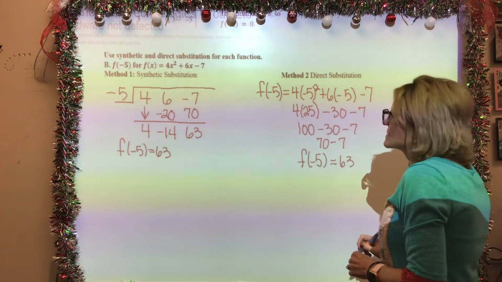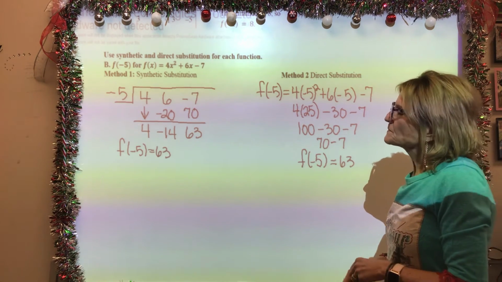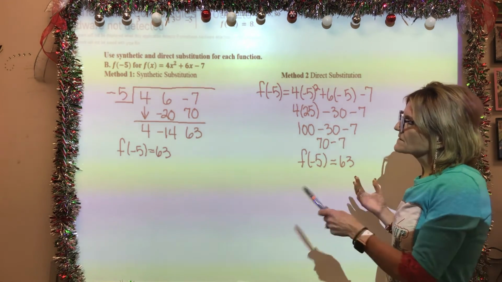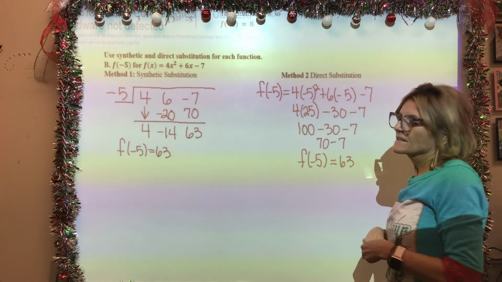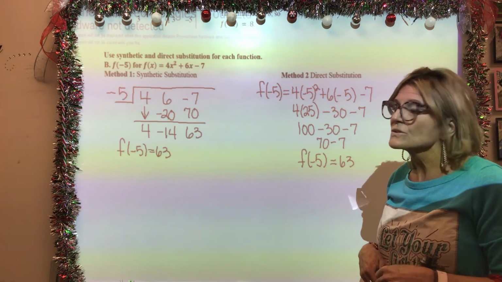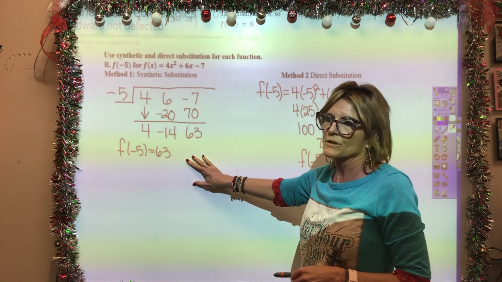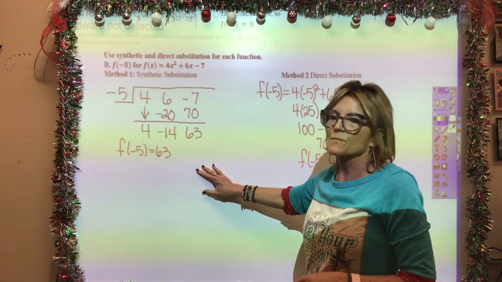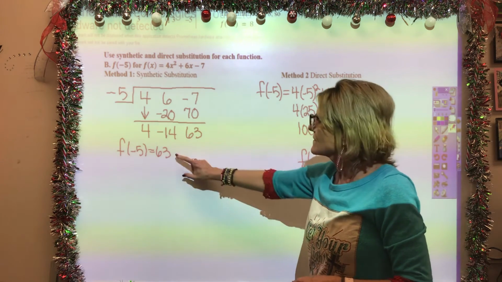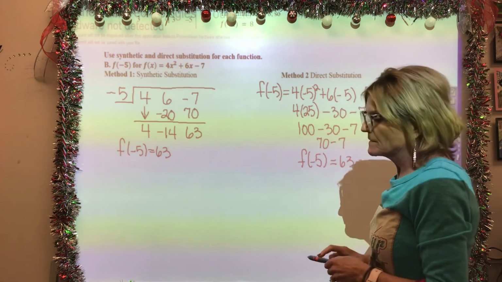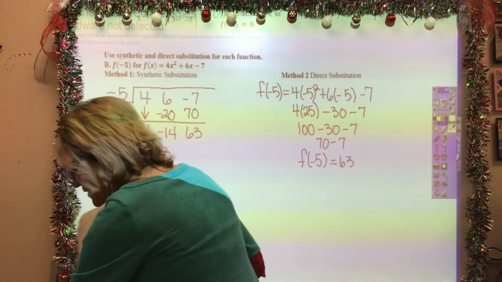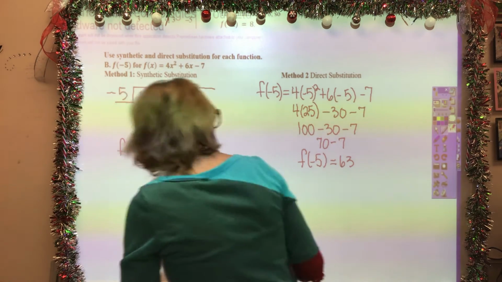So if you're looking for the remainder, you have two methods to find it. Personally, if I had to pick which method I would choose synthetic substitution. I just find it quicker and easier. But on these, we need to practice both and make sure that we get the same answers each time. So let's try another couple of examples.